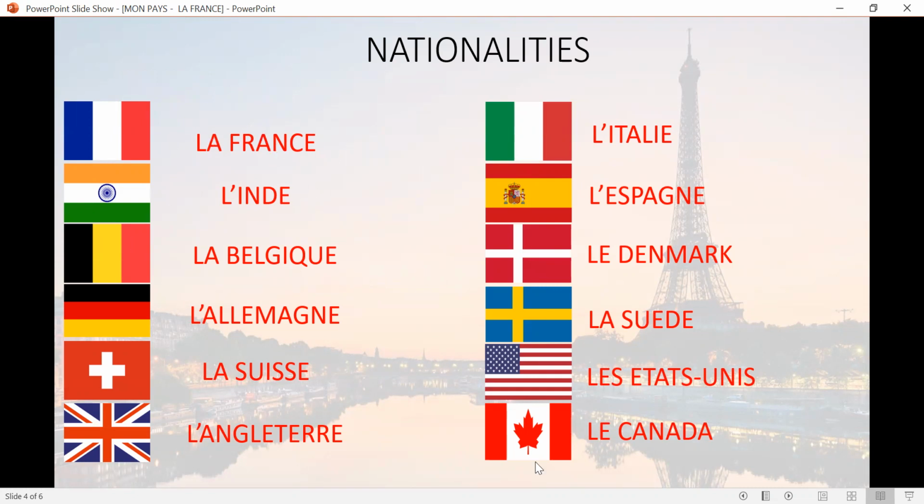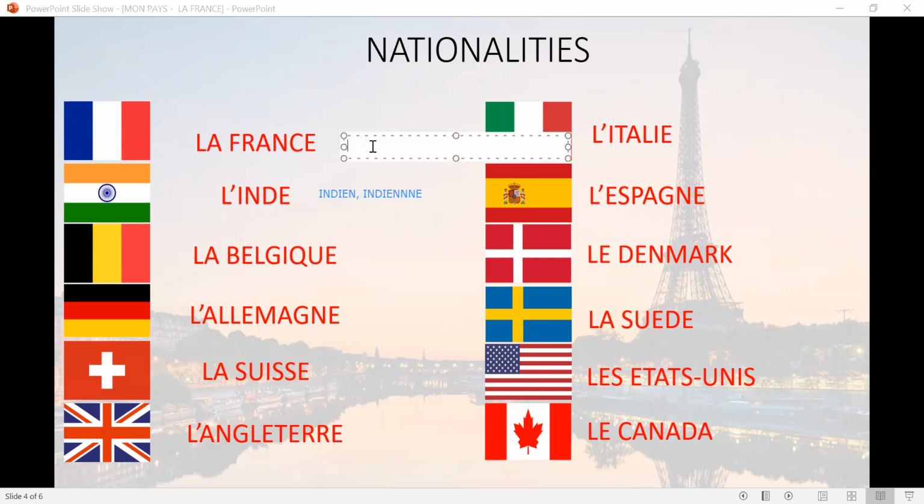First word is La France. If we talk about La France, the France, its masculine form will be written as Indien, and the feminine of it will be written as Indienne. I hope that is clear to you. It's of India. And if I talk about France, it is Le Français, and then we have the Française. So here we have the nationalities of France.